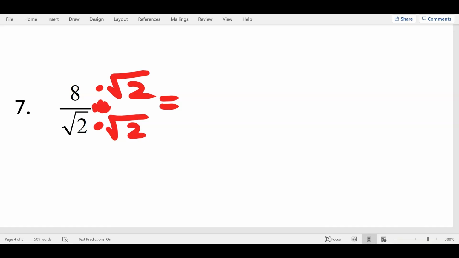On top, 8 times the square root of 2 is what? 8 square root of 2. Remember, regular number, square root sign. You put them next to each other, right? Feel me? So, on the bottom, square root of 2 times square root of 2 is regular old 2, okay?